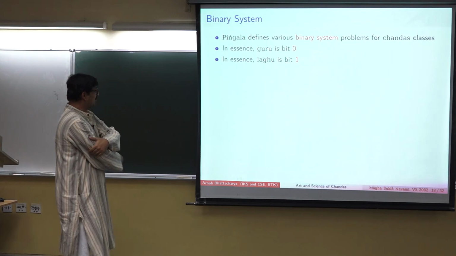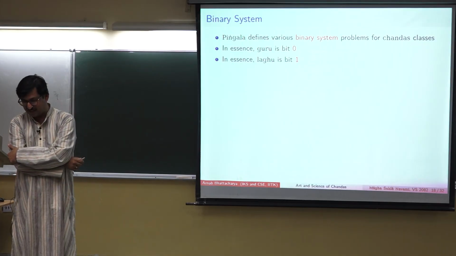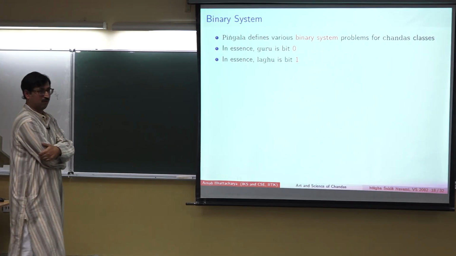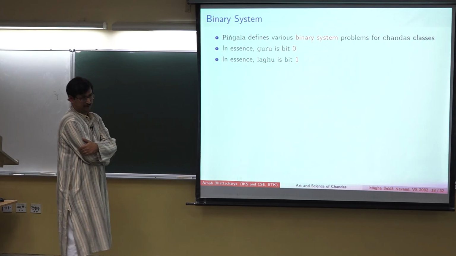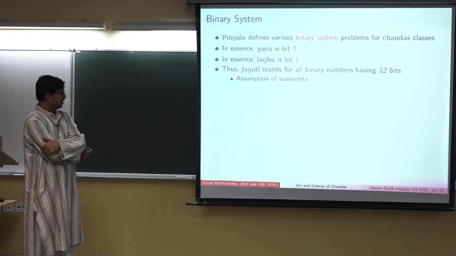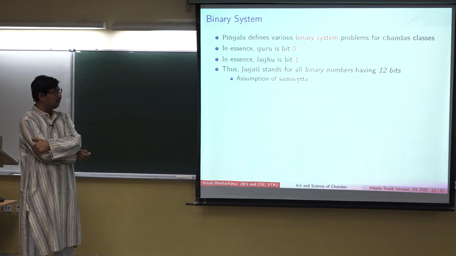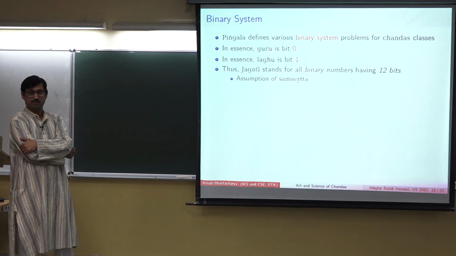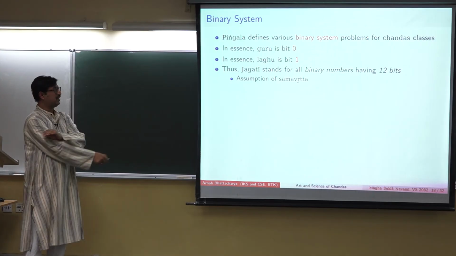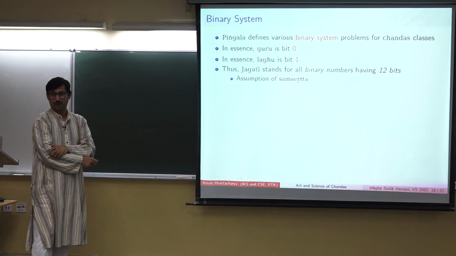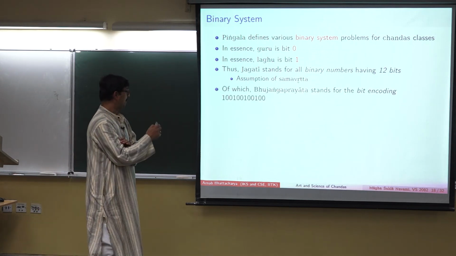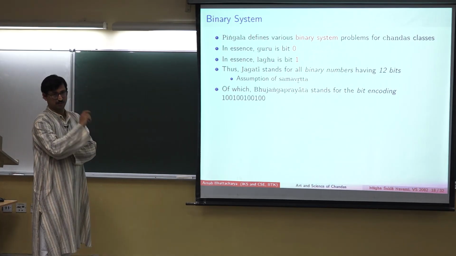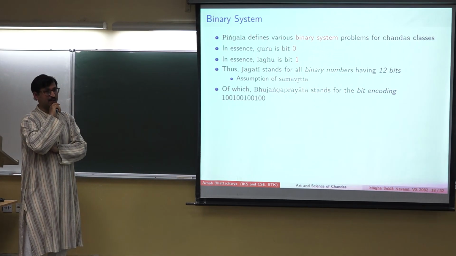Okay. Alright. So by that time I think you have got a hint of what is the binary system. Laghu and Guru is essentially a binary system. Guru is bit 0, Laghu is bit 1. So Jagati, the class Jagati, stands for all binary numbers having 12 bits. Correct? And this is the assumption of Samavritta, of course, modulo that assumption. Otherwise it's 12 times 4, you can say. Okay? Alright. So Bhujanga Prayata is a particular bit encoding of 12 bits, which is this 100, 100, 100, 100. Correct?